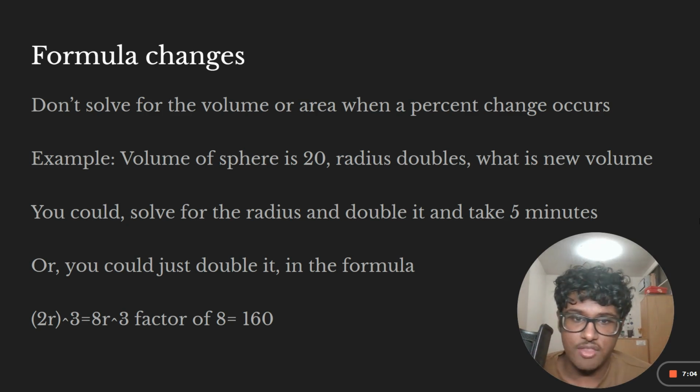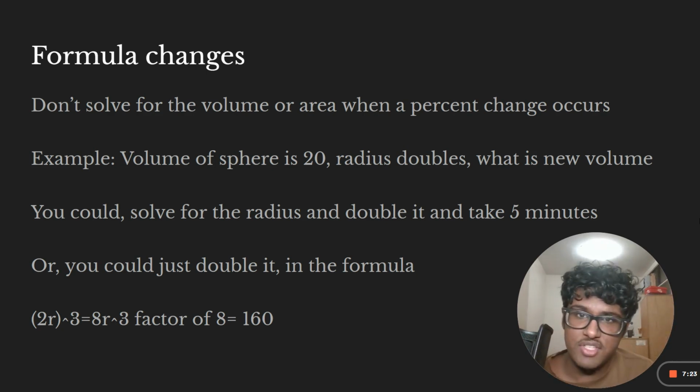So understand that in the volume formula, the only thing that changes here is the radius, right? So everything else stays the same. The radius just goes from r, whatever it is, to 2r, right? So if I were replacing r with 2r, I would put it in parentheses and I'd cube the whole thing, right?